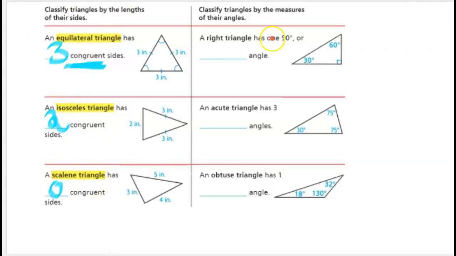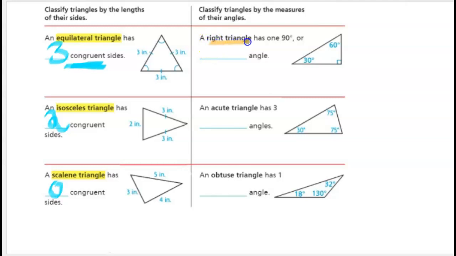But you can also classify it by its angles, okay? So what that means is you give it a name based on its angles. So if we look here at this triangle, the name of this one is a right triangle. Okay, so that kind of covers it up a little bit.